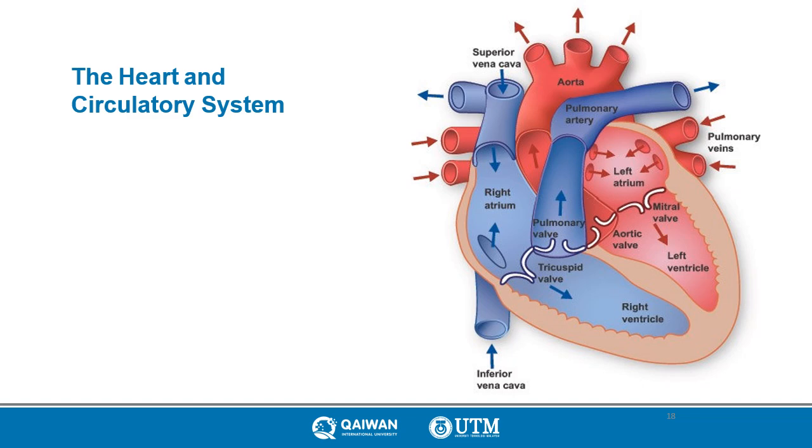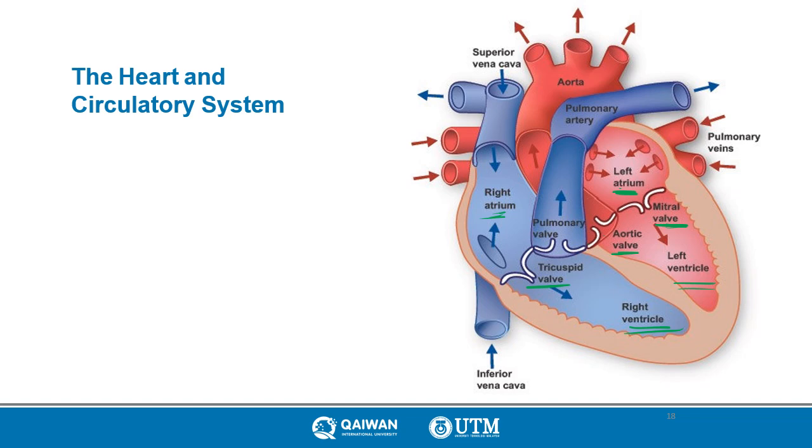So the heart and circulatory system: the heart has four parts, two atria, right atrium and left atrium, and two ventricles, right ventricle and left ventricle. Between the right atrium and right ventricle there is a valve called the tricuspid valve, and between the left atrium and left ventricle there is the mitral valve. We also have two valves, the aortic valve at the aorta and the pulmonary valve at the pulmonary artery.